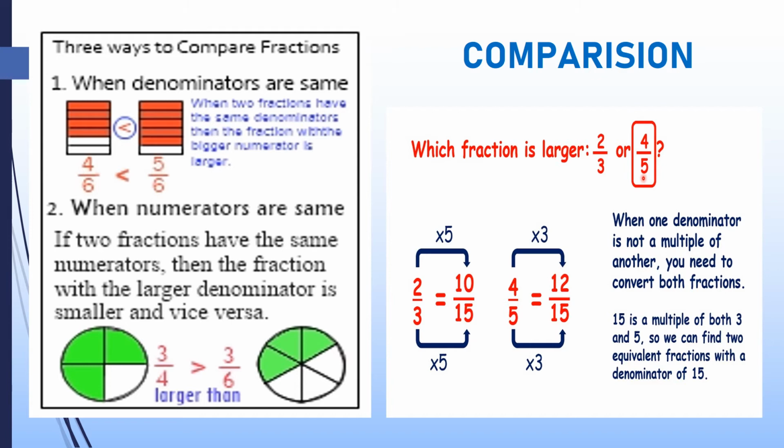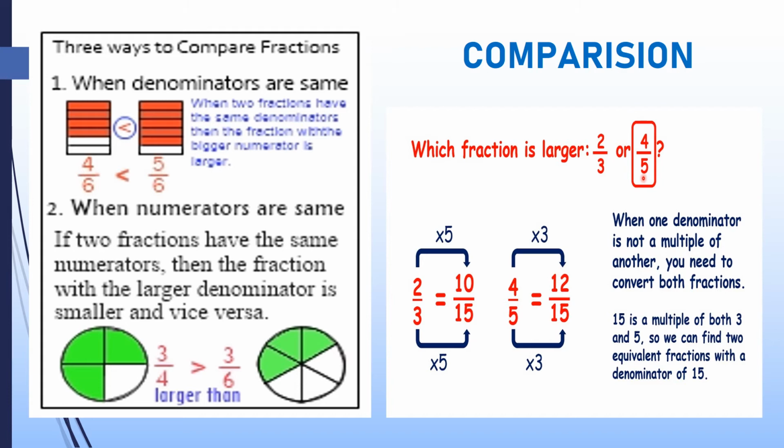And the next fraction, if you take 4 by 5, so 4 into 3, because you want to make the denominator same, so you want to make the denominator 15. So 4 into 3 and 5 into 3. So 4 into 3, 12, 5 into 3, 15. So the fraction becomes 12 by 15.